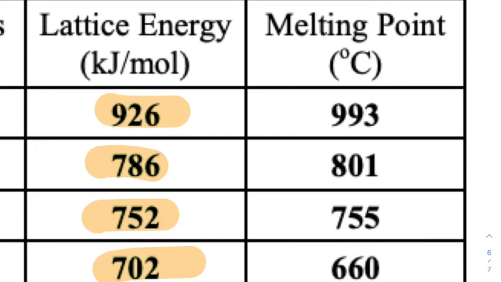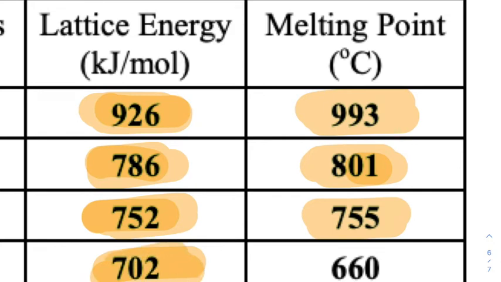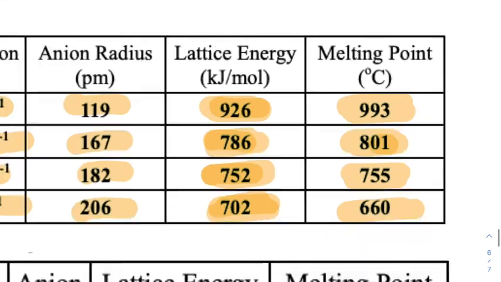Well, take a look. They seem to do the same thing. The 926 is the highest lattice energy that's here. It has the highest melting point. And then a lower lattice energy has a lower melting point, and a lower lattice energy has an even lower melting point. So the lattice energy and the melting point follow the same trend. High lattice energy, high melting point.